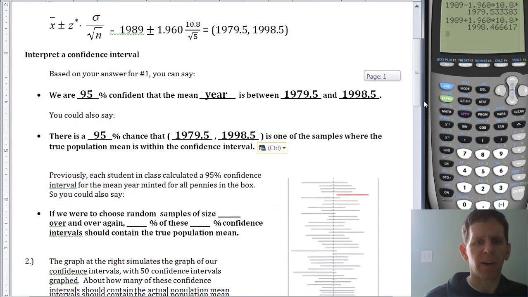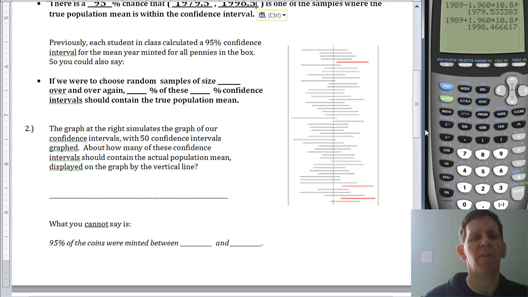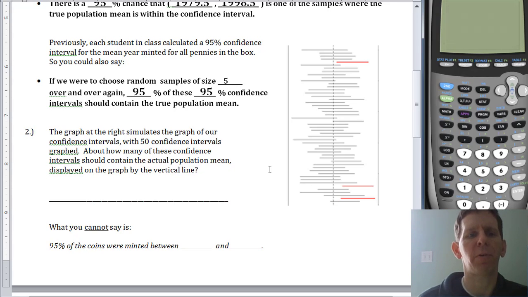Now we should have a graph in class from yesterday where everybody in class calculated a 95% confidence interval for the mean year minted for all the pennies in the box. It might resemble the graph that you see over here on the right side. So one other interpretation is we could say this. If we were to choose random samples of size, now we use size 5, so I'm going to replace the size with 5, over and over again, 95% of these 95% confidence intervals should contain the true population mean.